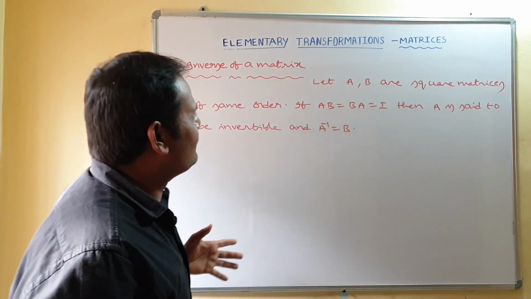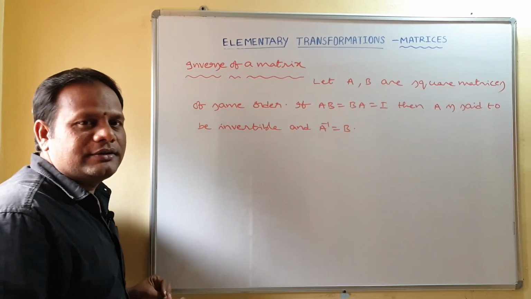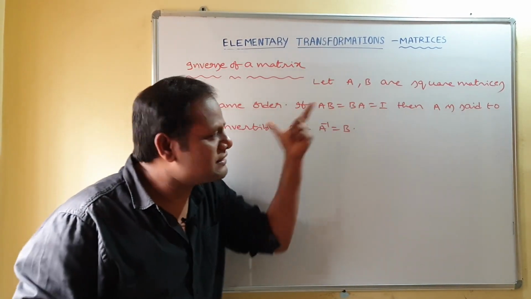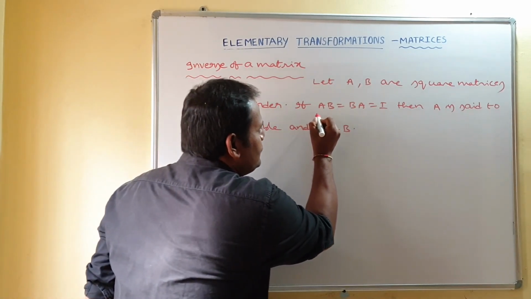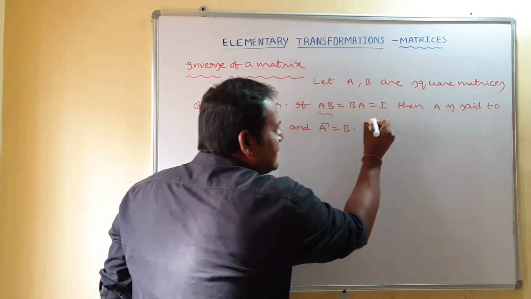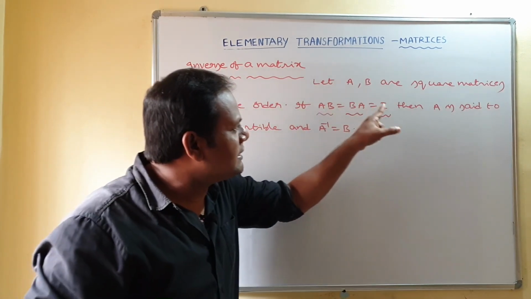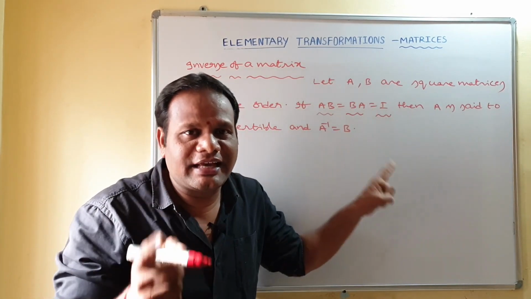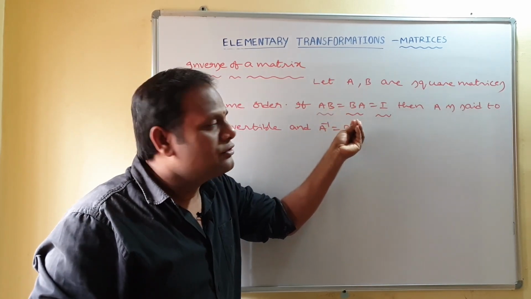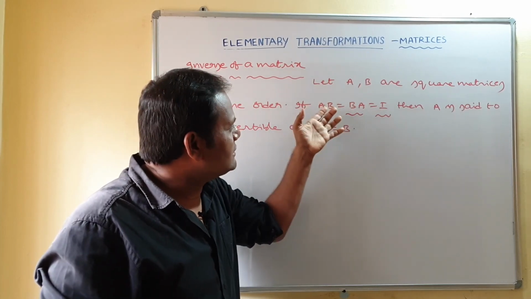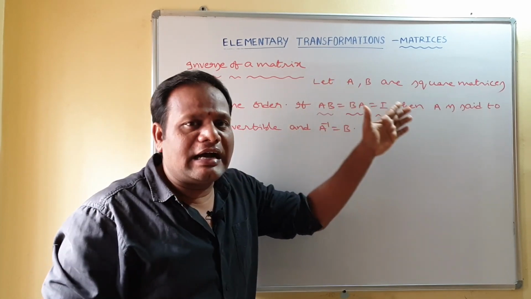Okay, listen carefully. How to find the inverse of a matrix? So the definition is what? The product of two matrices is the identity matrix. Then we can tell that one matrix is invertible and the inverse of that matrix is the other matrix.